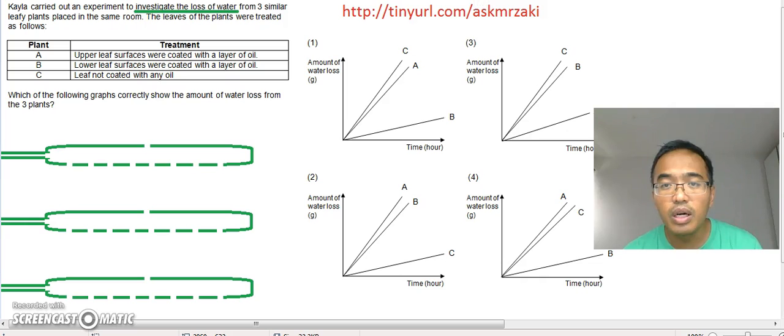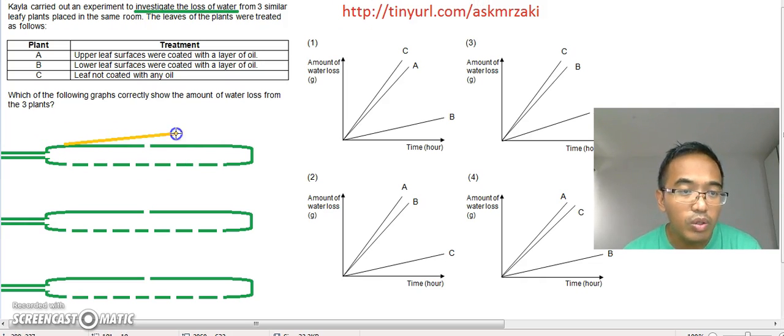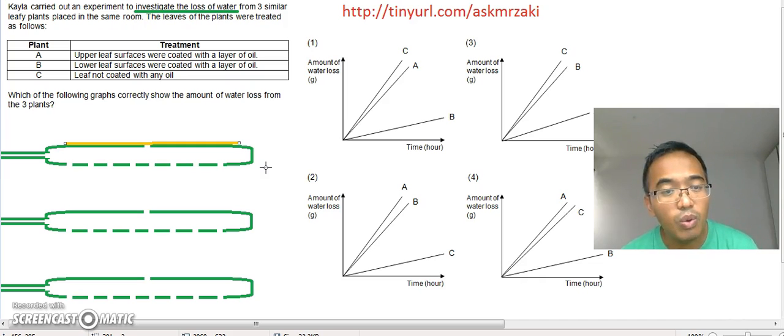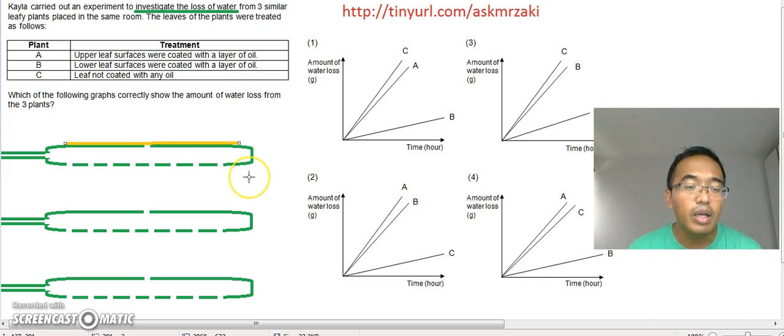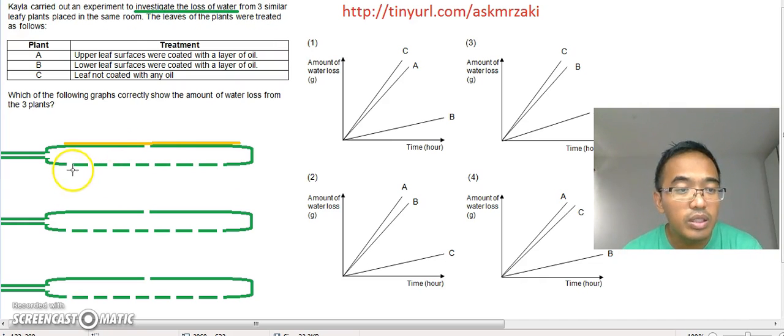So if you were to put oil, let's use this one as oil. If you were to put oil on top, on the upper surface of the leaf, then we will have some stomata being covered by the oil. Okay, can you see that? But because it is only at the top, the one at the bottom will still be open. So this is leaf A.